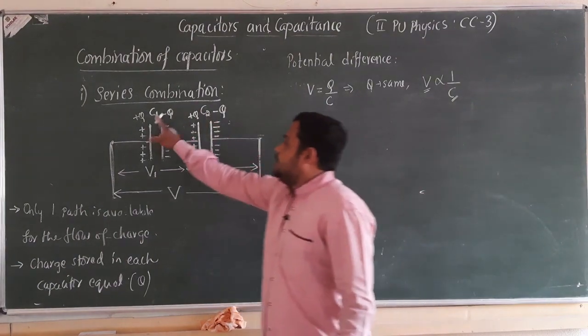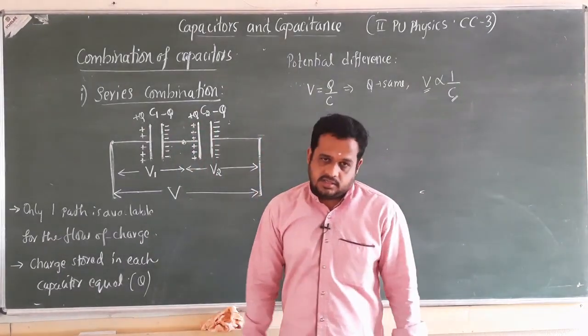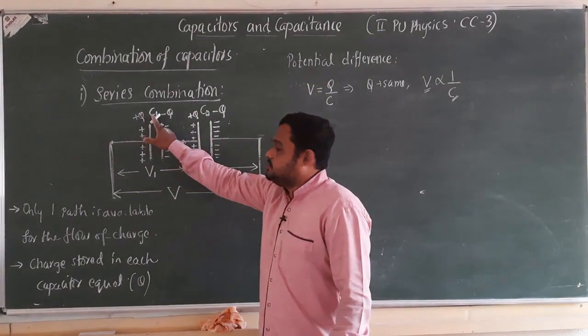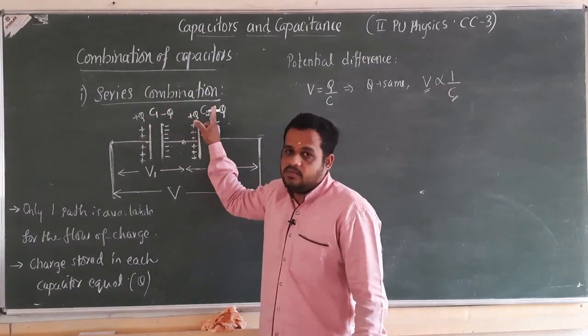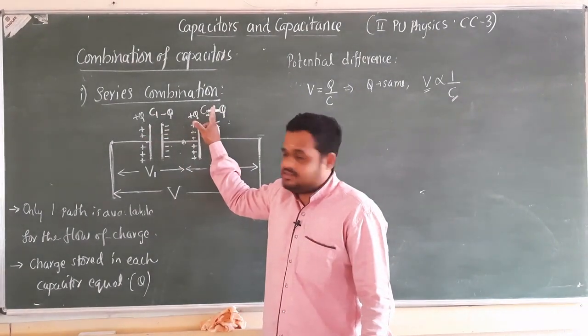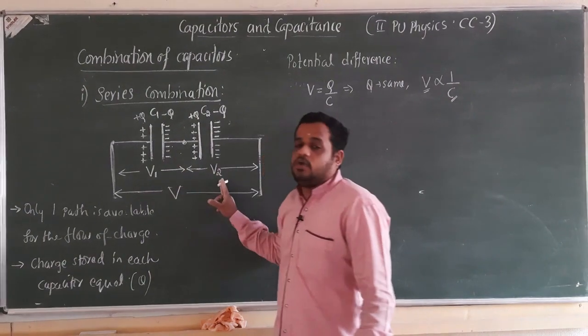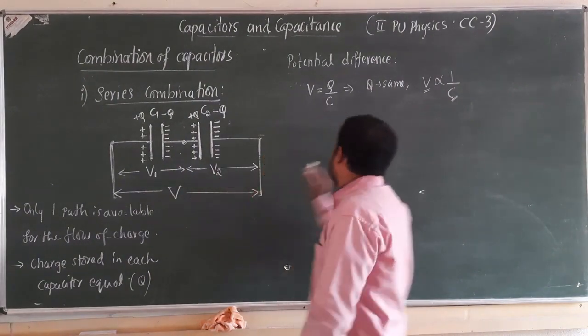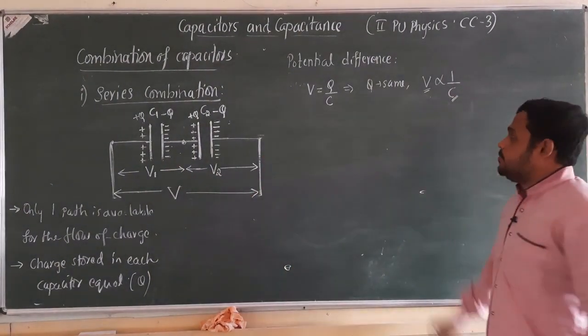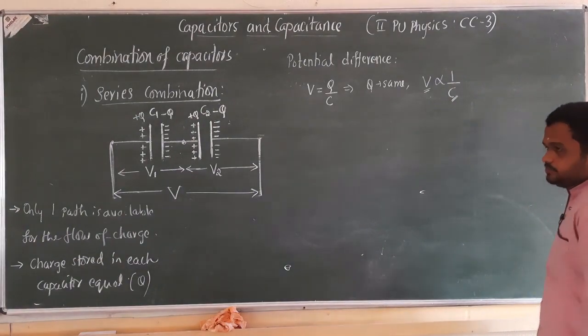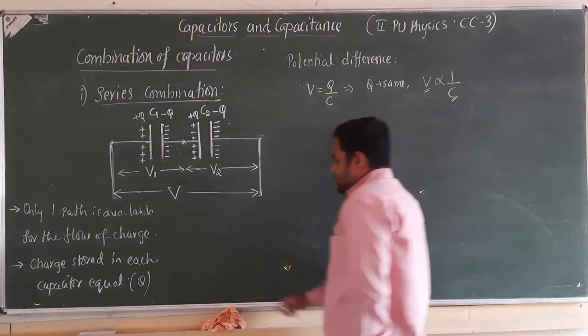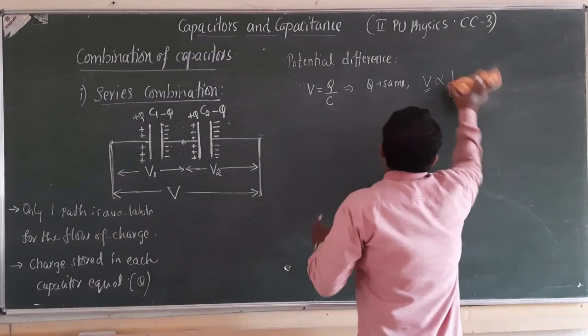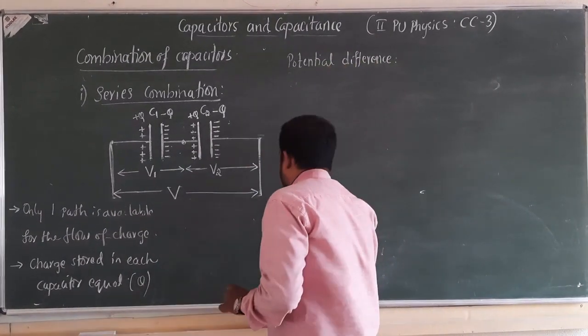If these are identical capacitors, with capacitance C1 equal to C2, identical meaning capacitors of equal capacitance, then V1 will be equal to V2. Otherwise, potential is inversely proportional to capacitance. Now, let us write the expression for the potential difference between the plates of the capacitors.